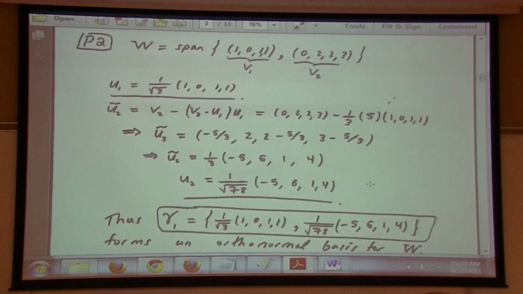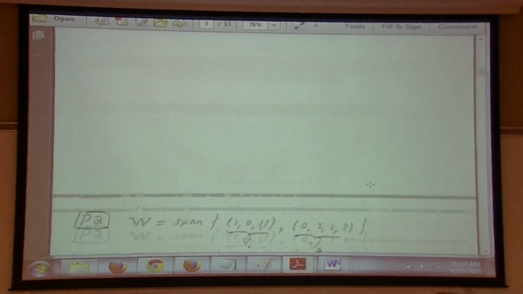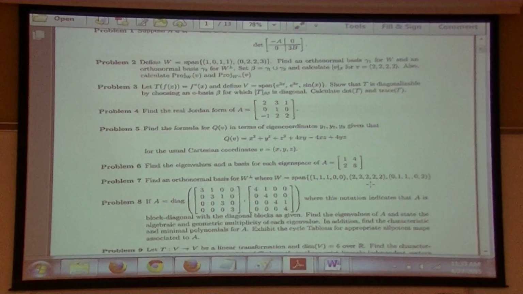Okay, problem number 2. You were asked a bunch of stuff. Let me remind myself what it was. Define W as the span of this and that. Find an orthonormal basis gamma 1 for W. Find an orthonormal basis gamma 2 for W perp. Set beta equal to the union of those two. Calculate the coordinate vector for (2, 2, 2, 2), and also calculate the projection of that onto W and W perp.